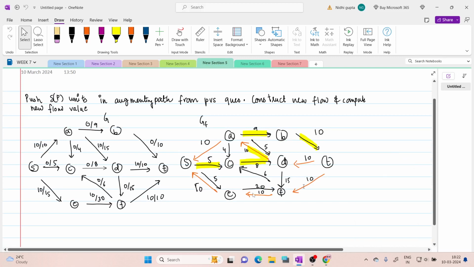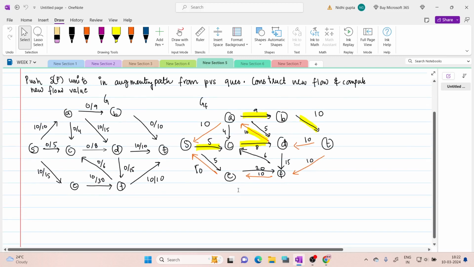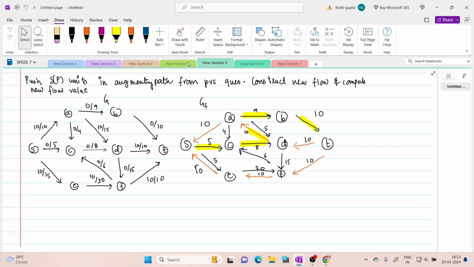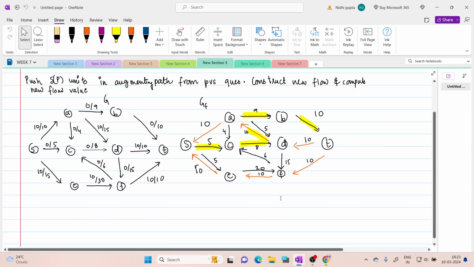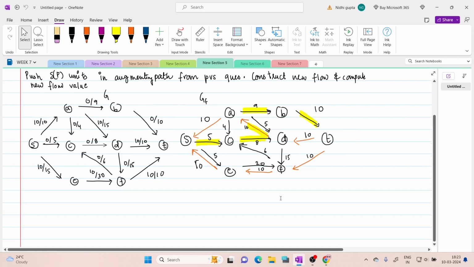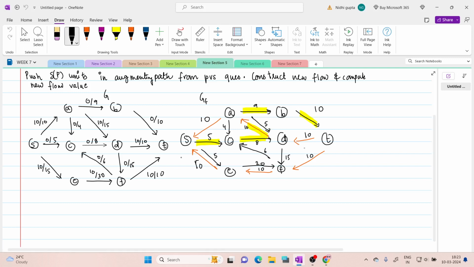This was the original graph and this was the residual flow of the previous question. Now we have to construct the new flow and compute the new flow value using this augmenting path. In the previous question, we were given a flow, then we computed the residual flow, then we also had an augmenting path. Now once we have an augmenting path and the path capacity is 5, the algorithm says that we should be able to construct a new flow with 5 more value. So the next question is to construct that new flow.